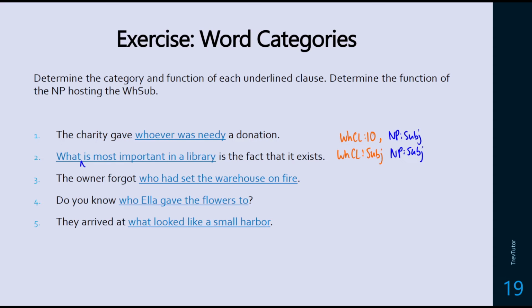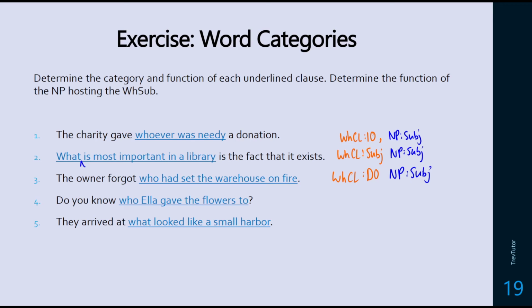Okay, "the owner forgot who had set the warehouse on fire." This is a WH clause, and this is acting as a direct object. Now, who had set the house on fire? Someone set the house on fire. So once again, here we just have another NP subject.